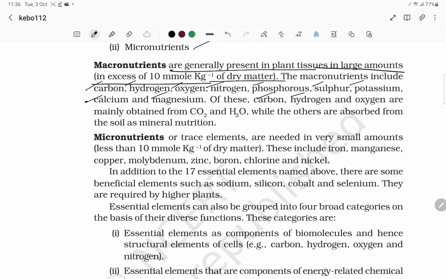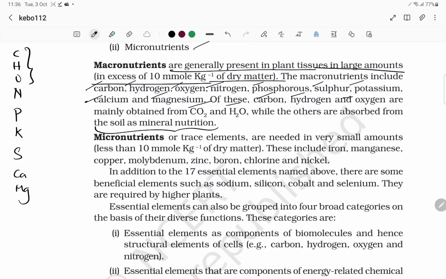Of these, carbon, hydrogen and oxygen are obtained mainly from carbon dioxide and water, while the others are absorbed from soil as mineral nutrients. The list once again: carbon, hydrogen, oxygen, nitrogen, phosphorus, potassium, sulfur, calcium, magnesium. The first three are obtained from water and carbon dioxide, and the remaining are obtained through the soil.